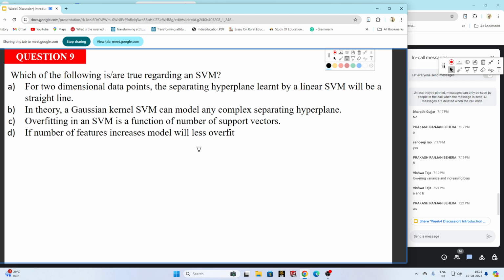Sir, AB. AB, okay, not C? Overfitting in an SVM is a function of the number of support vectors. I think ABC. Yes, A, B and C is the right answer.